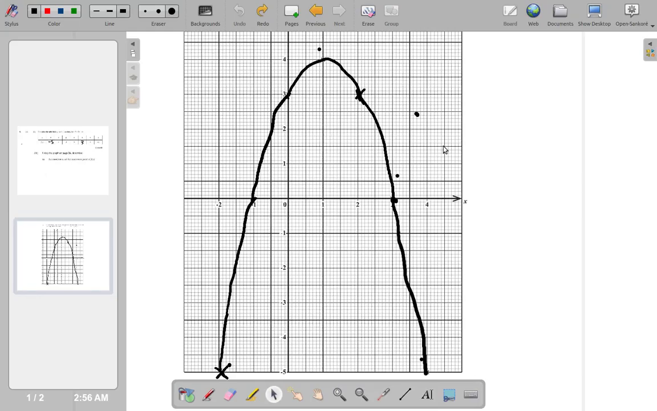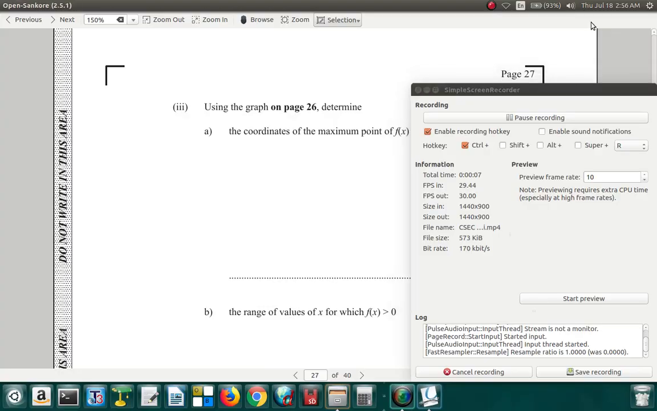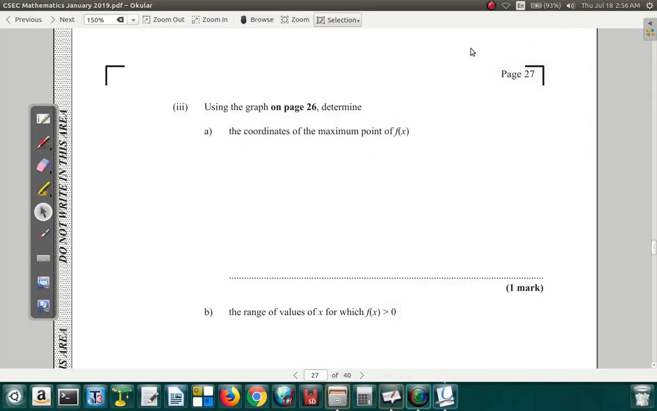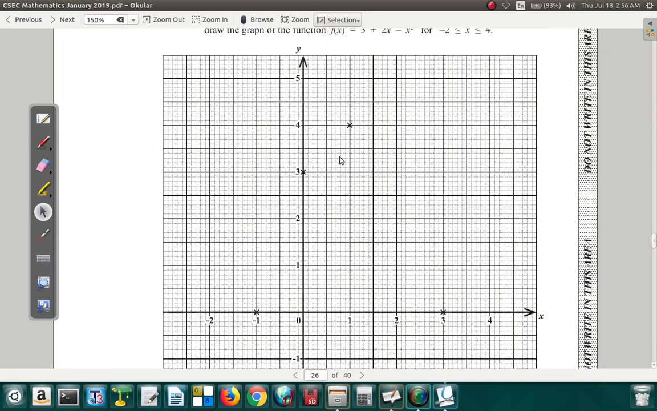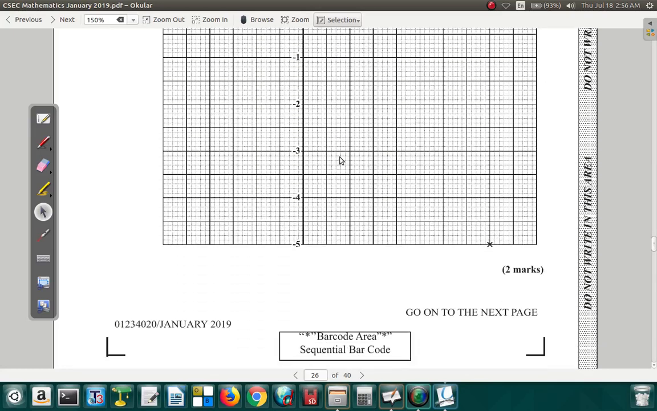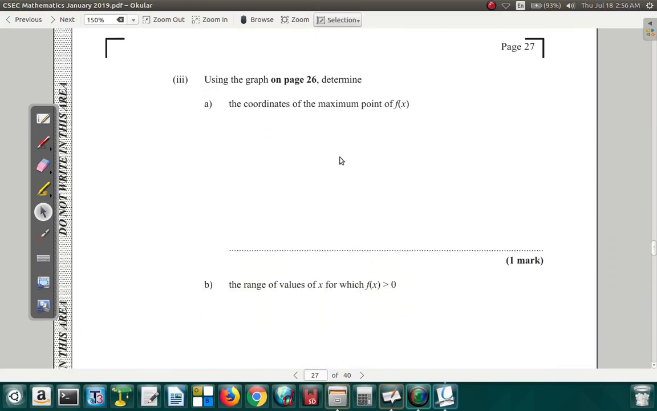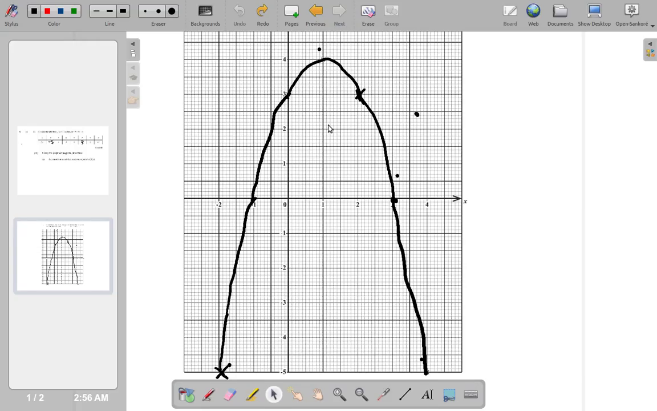Okay, now let's continue question 8 here. After plotting the graph, right, this was a graph and you plot the graph, they say using the graph on page 26, determine the coordinates of the maximum point of f of x. The coordinates of the maximum point. What you're going to do is look at the highest point up here and see where it is.